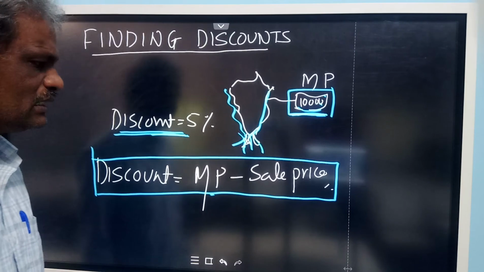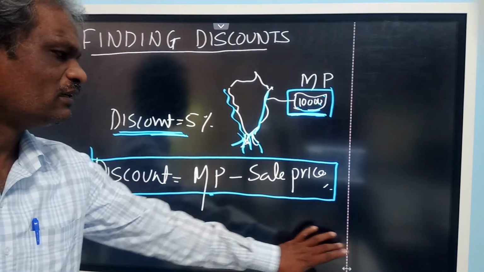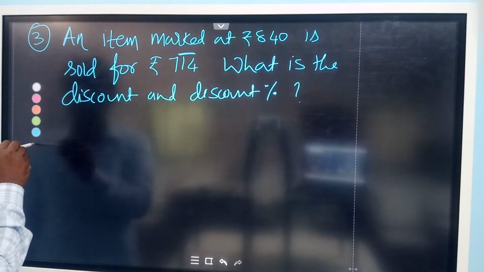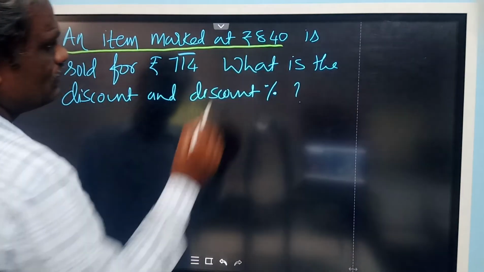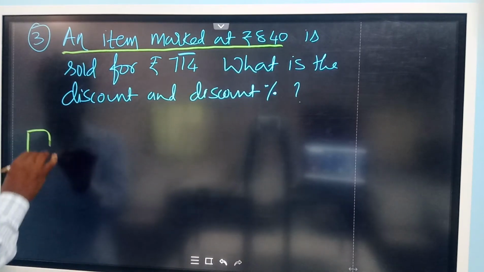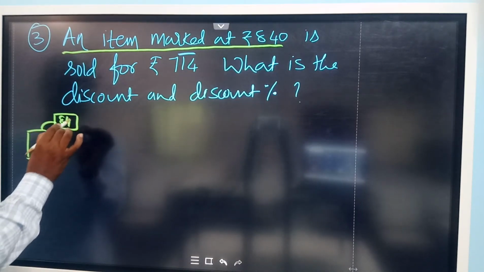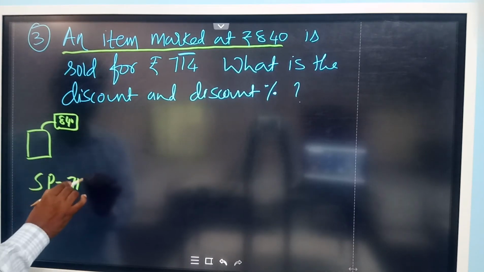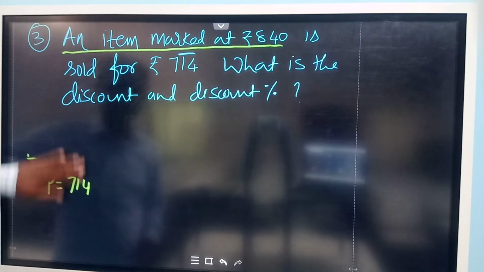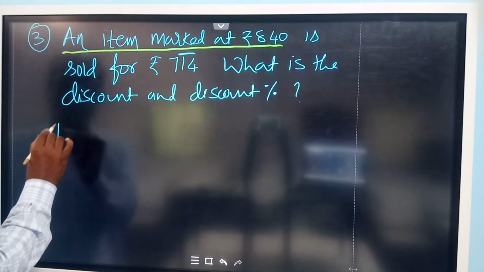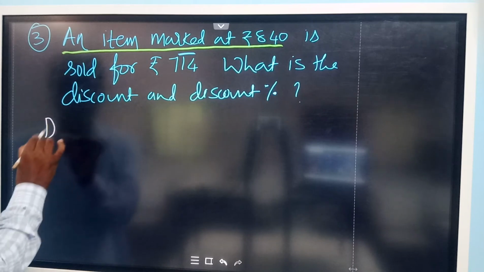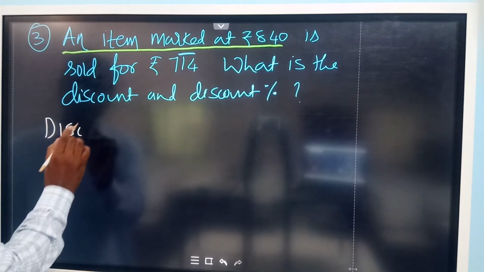So let us see one or two questions on this to understand it better. We take example 3. An item is marked rupees 840. Suppose some article you are going to buy has a label of 840 rupees, and it is sold, the selling price is rupees 714. What is the discount? As I told you in the beginning itself, discount can be calculated by subtracting the sale price from the market price.